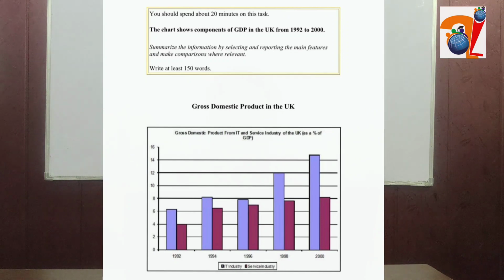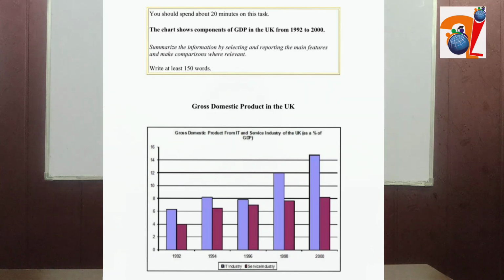First of all, you have to be very careful about the tense to be used in this task. You know what tense it is, 1992 and 2000, past. So we will be very careful that only and only past tense will be used to describe the graph.